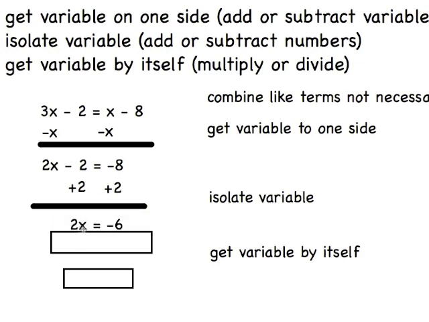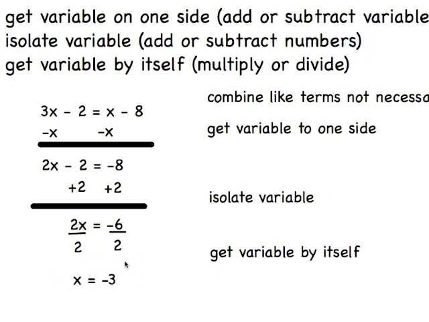Now we have to get the variable by itself. See, it's got a neighbor here, 2. We're multiplying 2 times x, so to get rid of the multiply by 2, we're going to need to divide by 2 on each side. 2 divided by 2 is 1, so this is 1x, or just x. And negative 6 divided by 2 is negative 3. So here x is negative 3.